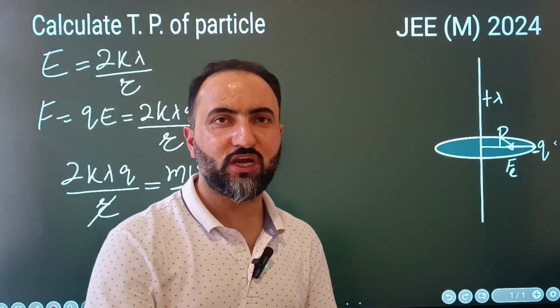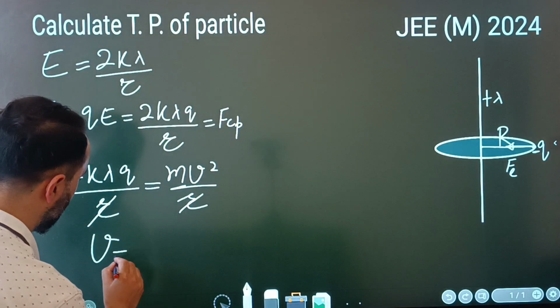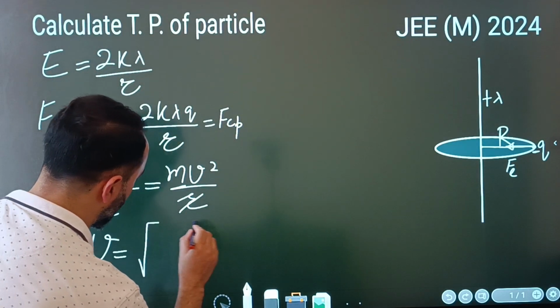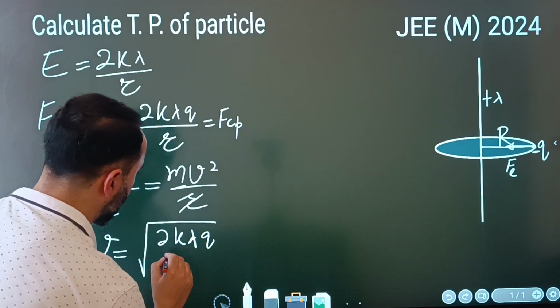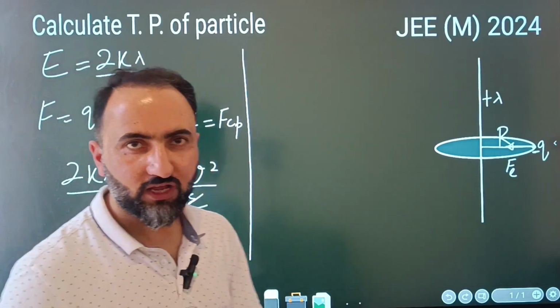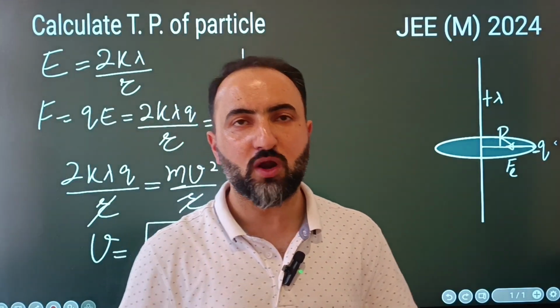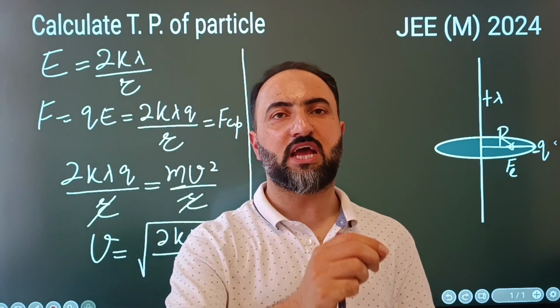From there, what I can calculate is the velocity of the electron. Let me write down the velocity. Not the electron, but the negatively charged particle. It is the root of twice k lambda into q divided by m. This is the orbital velocity of the electron. Orbital velocity means the velocity with which the charged particle is orbiting around the line charge.